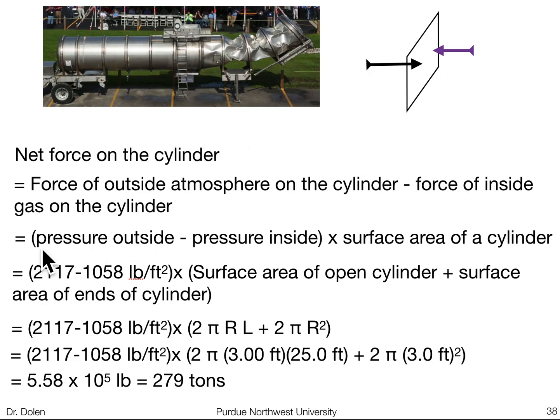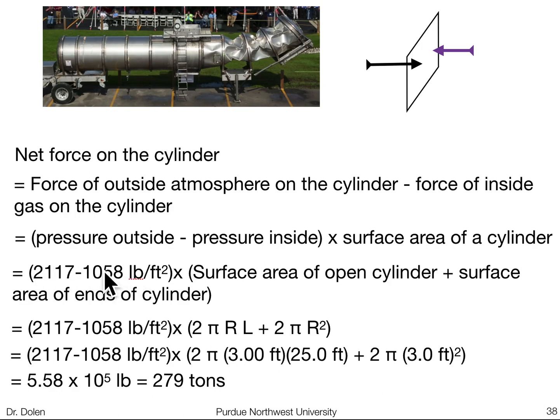So if I do pressure outside times the surface area of the cylinder, that tells me the total force affecting the outside of the cylinder. If I do the total pressure inside the cylinder times the surface area of the cylinder, it tells me the total force affecting the inside of the cylinder. So this is my pressure differential: pressure outside minus pressure inside. If I multiply that by the surface area of the cylinder, it tells me the net force affecting that cylinder.